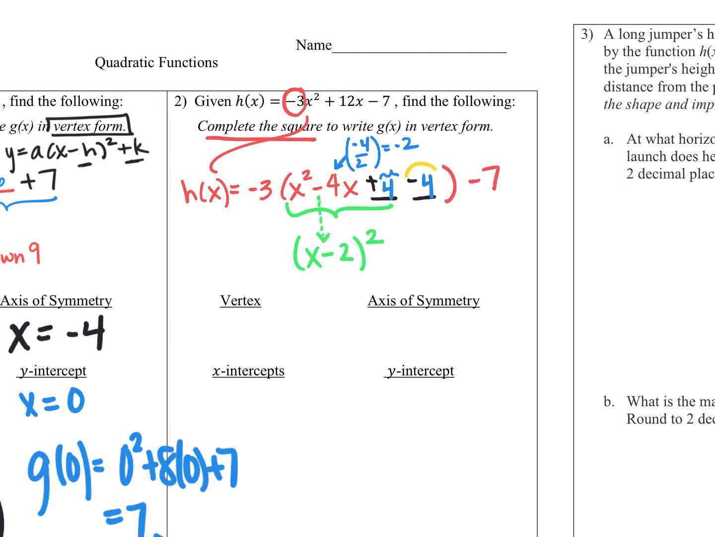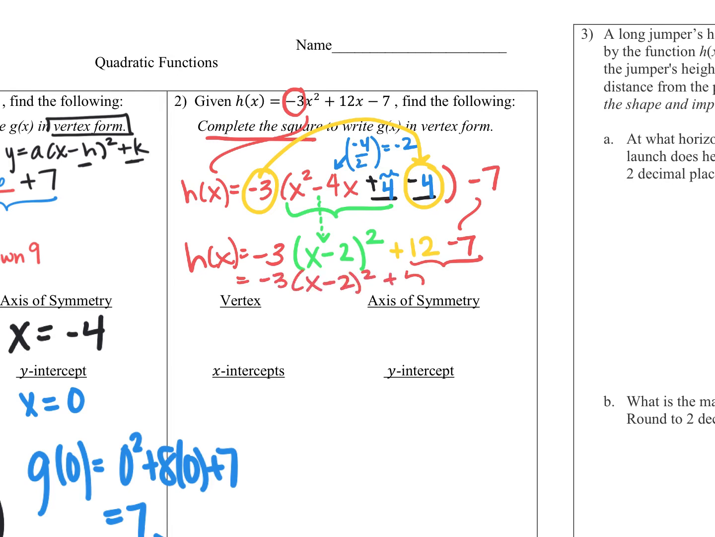Now, the -4 that I had in here, it's inside the parentheses. So in order to kick it out of the parentheses, I'm going to multiply that, and it's going to be a positive 12. And then the -7 is still hanging out there. And -3 is still sitting in the front. So then I can combine the 12 and the -7 together, and it ends up I have -3 times x minus 2 squared plus 5.